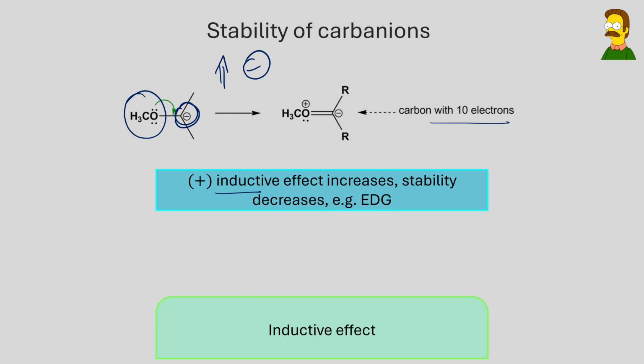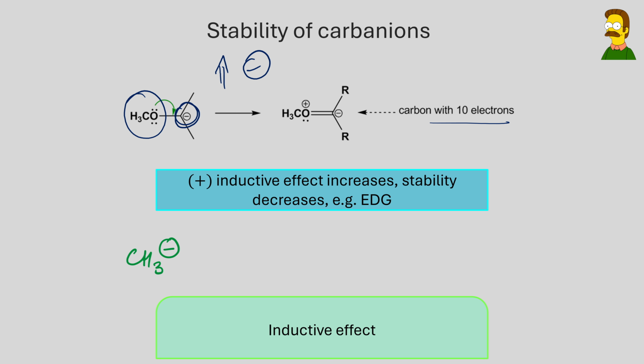So a plus I effect: if you have a higher plus I effect, the stability would decrease. And the example is of electron donating groups over here. I want you to draw a parallel with the stability of carbocations. You did primary, secondary, tertiary. You know the order, right? Tertiary is really stable, then secondary, then primary. What do you think is going to happen over here?